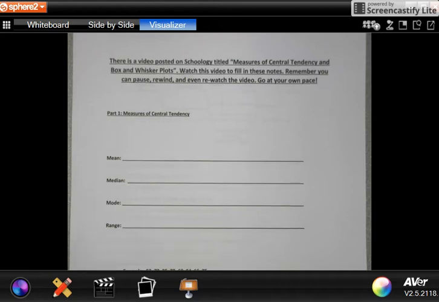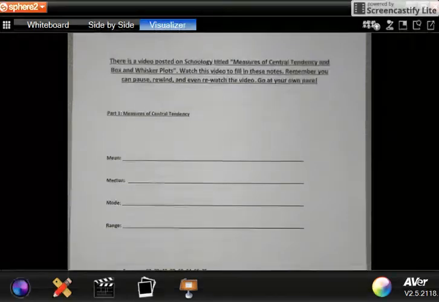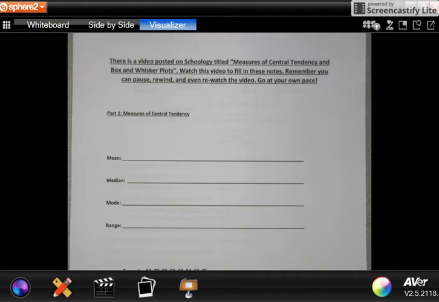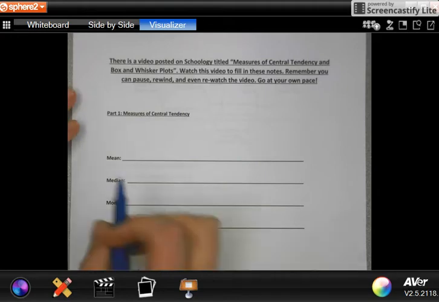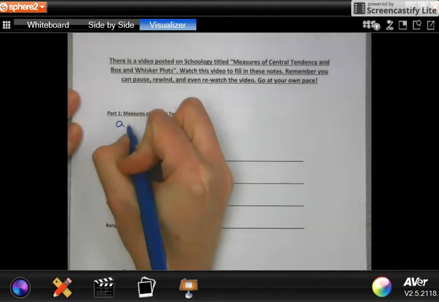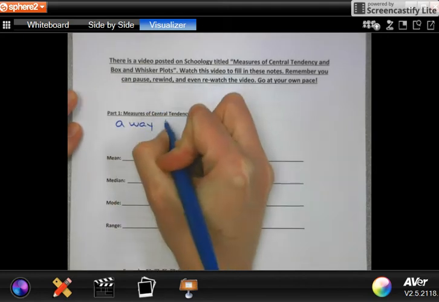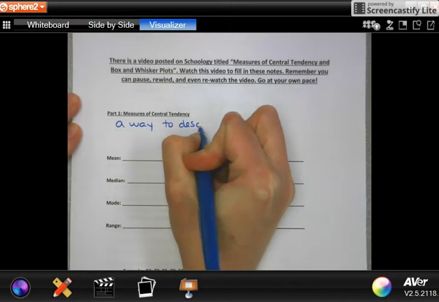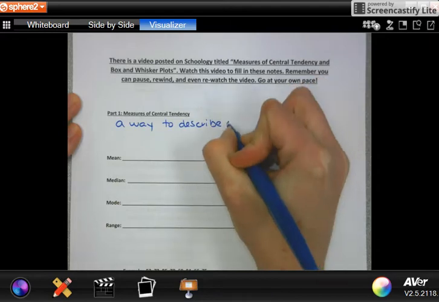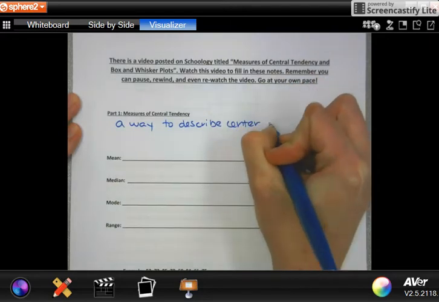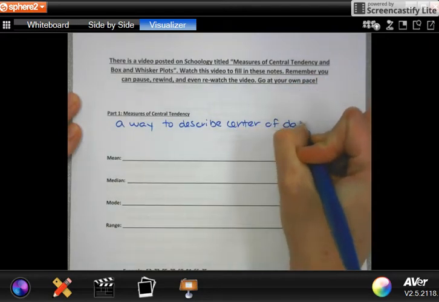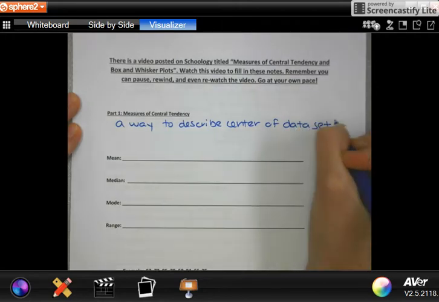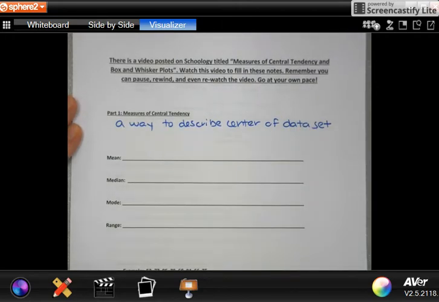So today we're talking about measures of central tendency in box and whisker plots. Some of this might sound familiar to you, but a measure of central tendency is a way to describe the center of a data set. Make sure that you're writing down everything that I write down.